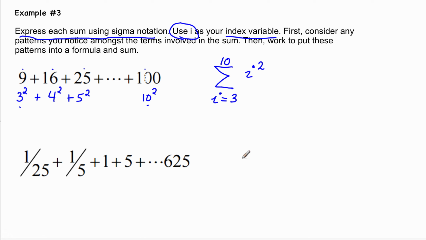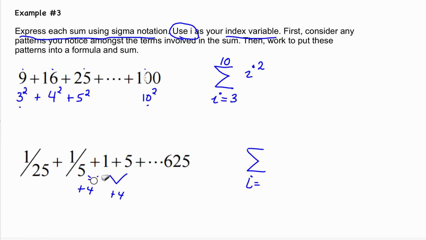Okay, last one. I know that they want me to write it in terms of sigma, so I'm going to come right over here, put my sigma, and I'm going to put my I equals, because they said write I as my index variable. Well, what's going on here? What did I do to 1 over 25 to get to 1/5? I don't know. That's too many fractions there. I'm going to look here. What did I do to 1 to get to 5? Well, my first obvious choice is I added 4. But we know that won't work. We know 1/5 plus 4 does not get me 1.